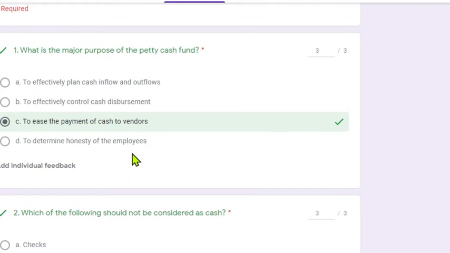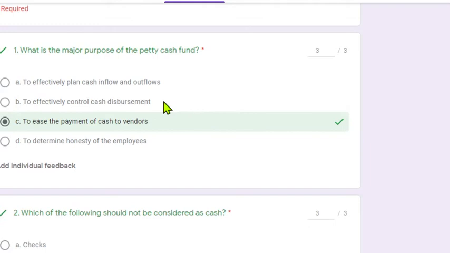Okay, let's go with letter B. To effectively control cash disbursement. Pwede, pero kapag inanalyze mo itong disbursement kasi, disbursement is a very broad terminology. 'Di ba ang sinasabi sa petty cash fund, yung mga maliliit na expenses lang. Paano kapag malalaking expenses? Halimbawa, bibili ng photocopying machine o kaya yung gastusin for example for construction of a site o building, ganyan, that is disbursement.